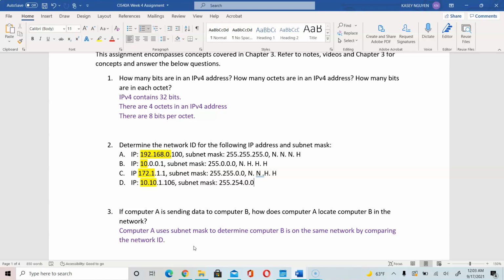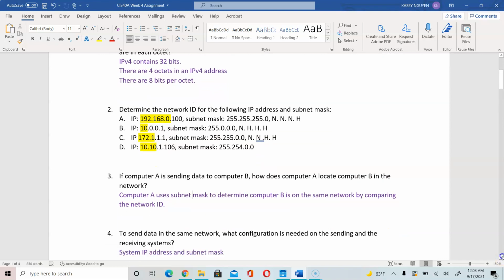If the subnet mask is different, then it would need the router to be able to route to a different network, as it would not be able to identify itself with the other system in that network. So it would compare the network ID using the subnet mask to determine where that system would be for the destination.